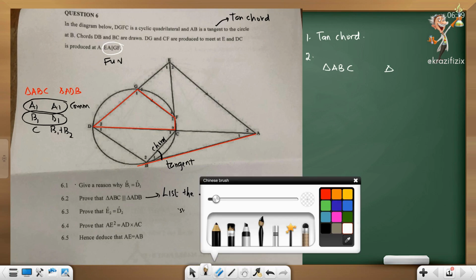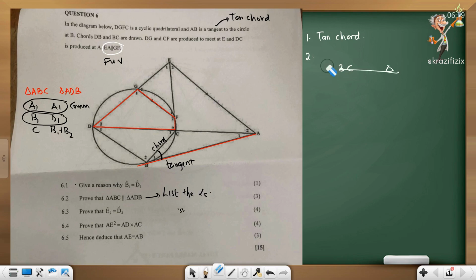You only need to find a reason. And look at my write-up as quickly as possible. You are getting your marks. All right, angle A1 is common. Angle B1 is equal to angle D1. That has been proven. Or you can even write tan chord if you want. Therefore, angle C would be equal to angle B1 plus angle B2.